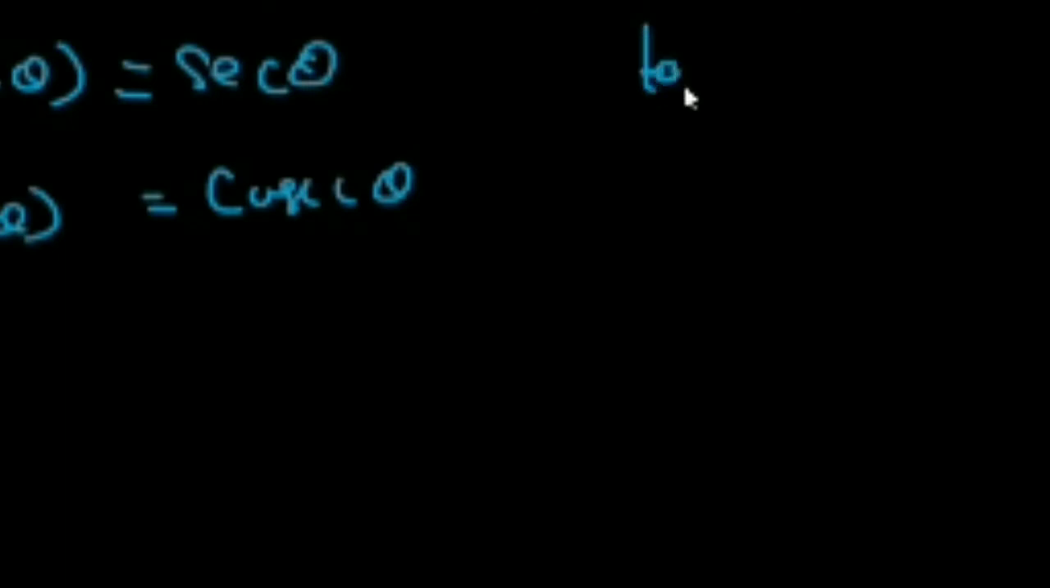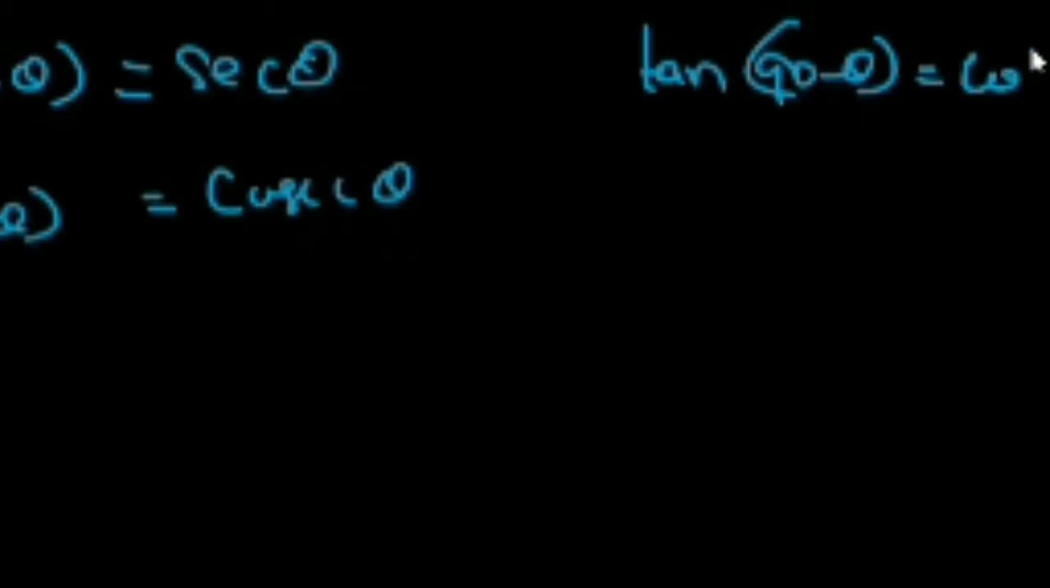Similarly, tan and cot. Tan 90 minus theta is cot theta, and cot 90 minus theta is tan theta. The same way, sine 90 plus theta also will get converted. Whenever you have 90 or 270, you have to write the complementary ratio. See, sine 90 minus theta, you write cos theta, isn't it? The same way, sine 90 plus theta, you should write it as cos theta.